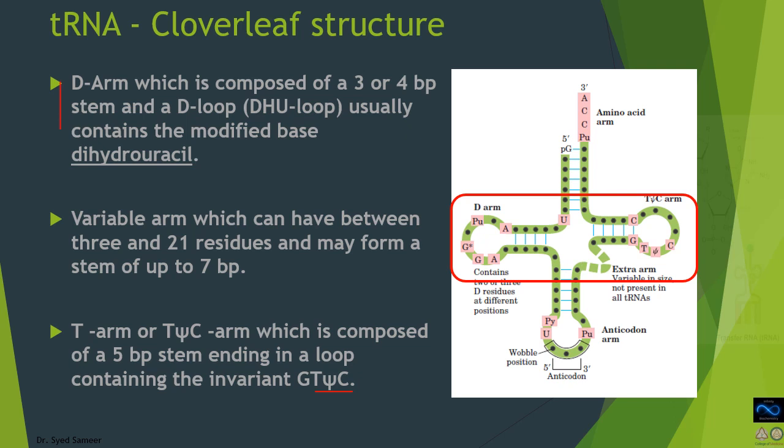These three are also important in giving the 3D structure to the tRNA, which is the next level of folding for the tRNA in its functional form, especially the D-arm. The D-arm is mostly involved during the folding of this tRNA into a 3D structure.